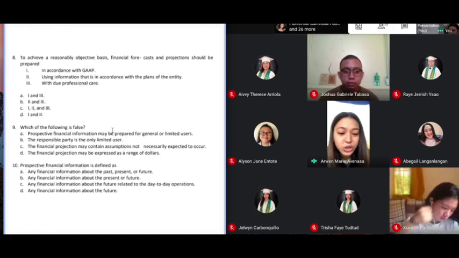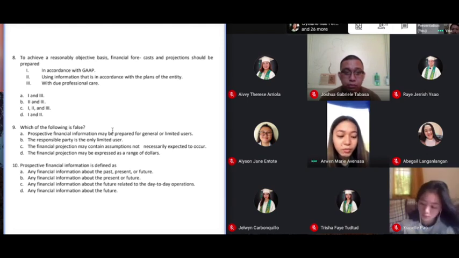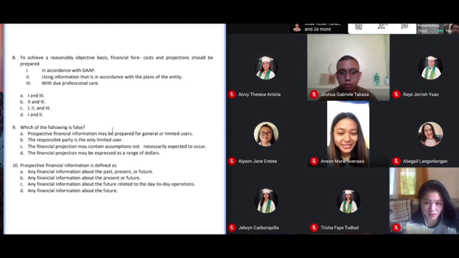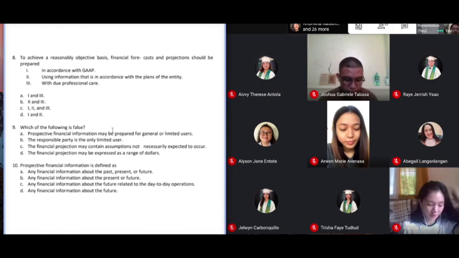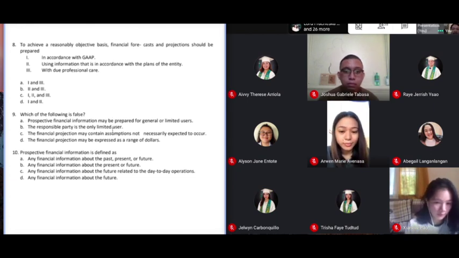Number 8, sir. To achieve a reasonably objective basis, financial forecasts and projections should be prepared, 1, in accordance with CAAP, 2, using information that is in accordance with the plans of the entity, and 3, with due professional care. The answer in number 8 would be Charlie: 1, 2, and 3. This can be considered a very difficult question already, class, because this involves a detailed portion of the standard already. So it's understandable that you will not get this right the first time.